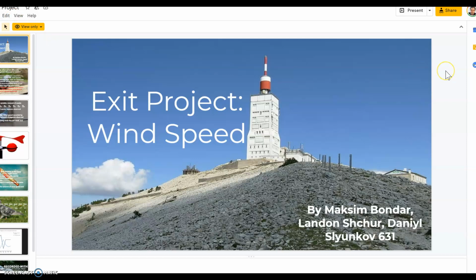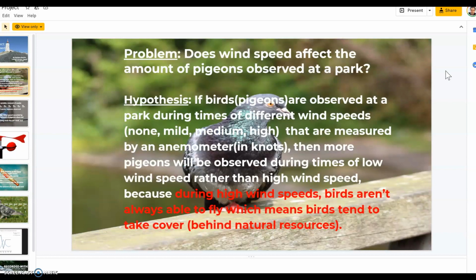Okay, so our first project is going to be wind speed. This is by Maxim, Landon, and Daniil, and they are in class 631, my favorite class. Is it really? I don't know. Okay, so let's take a look through it.